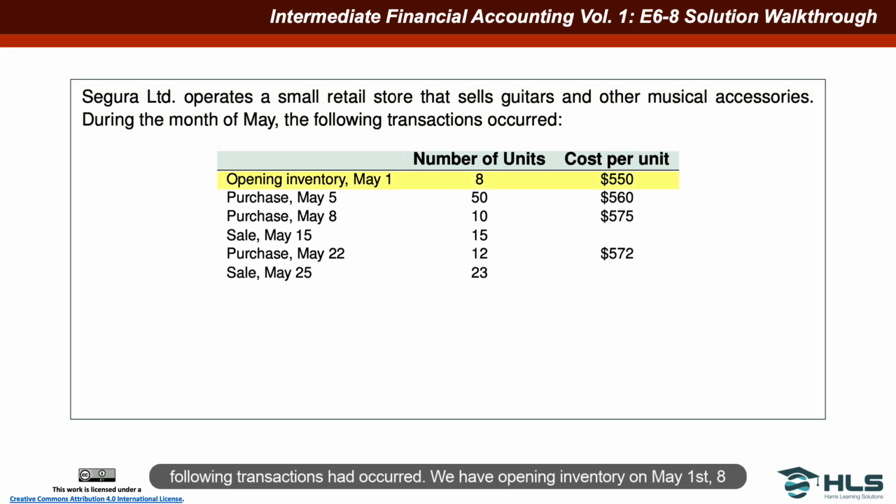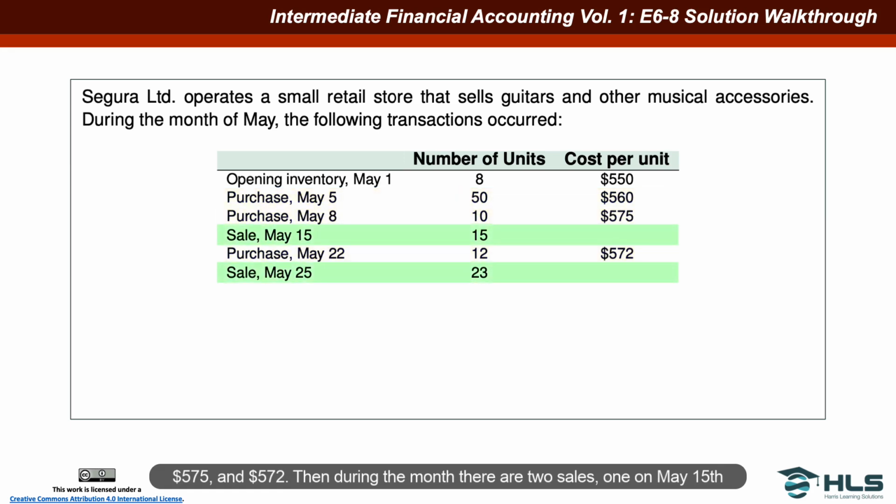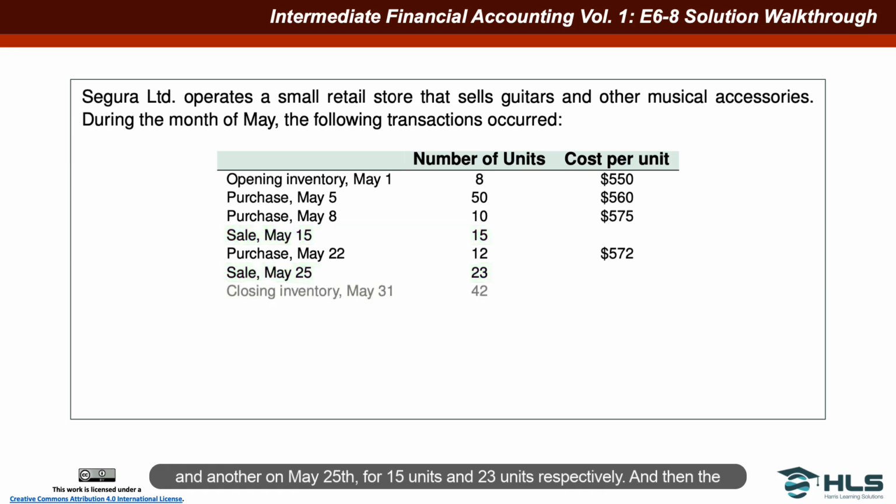We have opening inventory on May 1st, 8 units at $550. Then, during the month, there are 3 purchases on May 5th, 8th, and 22nd for 50 units, 10 units, and 12 units respectively at different prices, $560, $575, and $572. Then, during the month, there are 2 sales, one on May 15th and another on May 25th for 15 units and 23 units respectively. And then the ending inventory is 42 units.